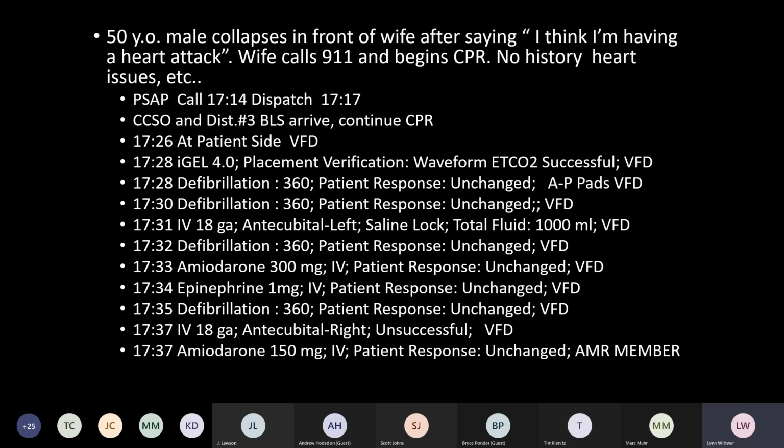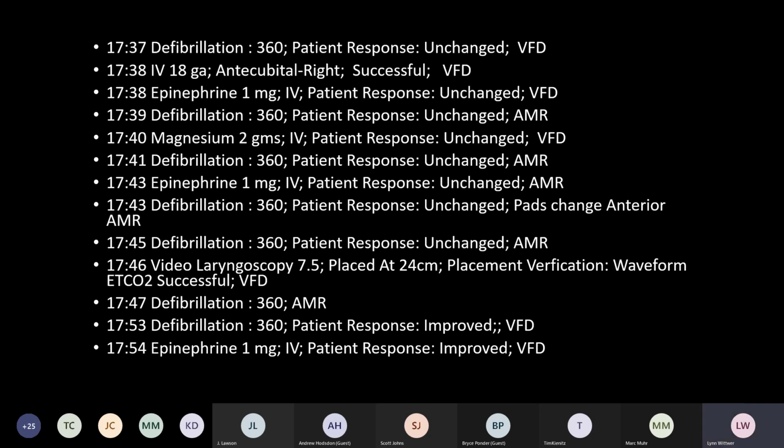And amiodarone was given. So we have defibrillation 1, defibrillation 2, and defibrillation 3. It took a while to get all this stuff, but amiodarone goes in first, and then epinephrine a minute later. So in the same sequence. Defibrillated again. Another IV was attempted, but was unsuccessful. Amiodarone 150 given. Defibrillated again. That antecubital is now there. Epinephrine's given again. Defibrillated again.